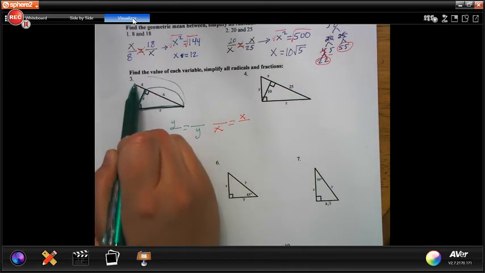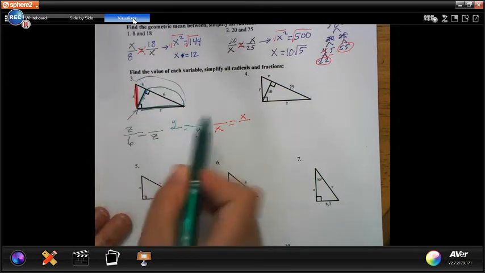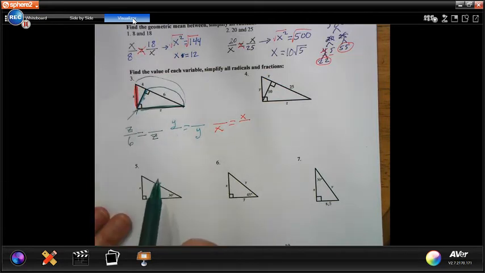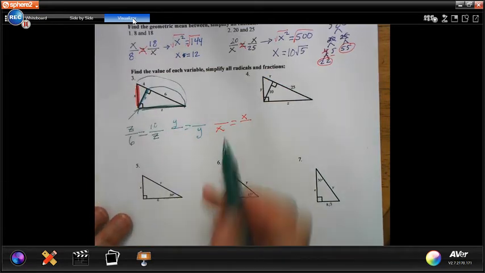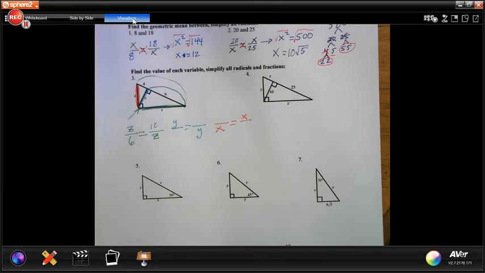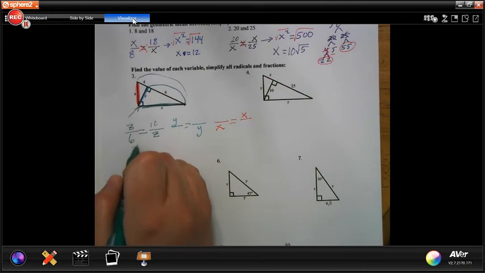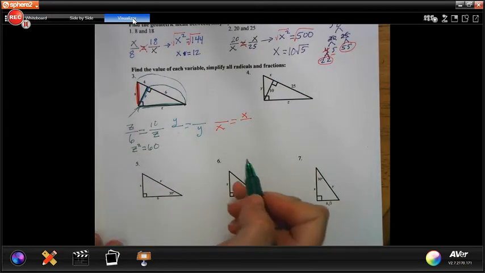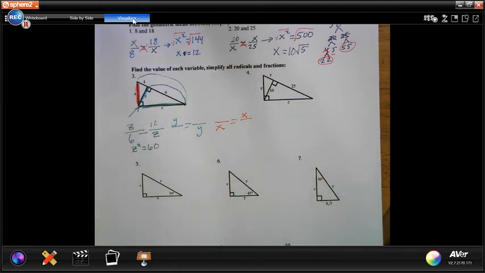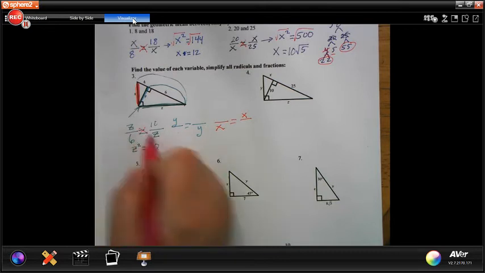So that hop is 6 and 4 long, and 6 and 4 make 10. So that hop is 10 spaces long. And then what we would do is cross multiply and solve. So we get Z squared equals 60. So that was cross multiplying, and I square root.